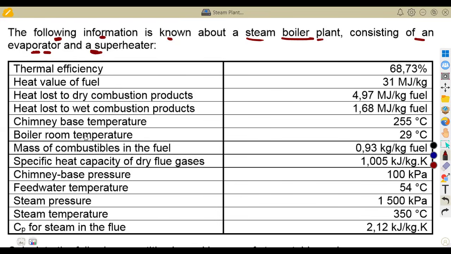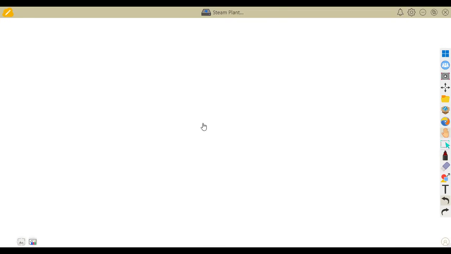So I always talk about this, that it is important that you know what comprises the boiler plant. It can have an economizer, an evaporator, followed by a superheater. But here we are just given the evaporator and the superheater. These are the two things that you're given. If we check the information here, there is nothing about the economizer. So that means the only parts that comprise our boiler are two things.